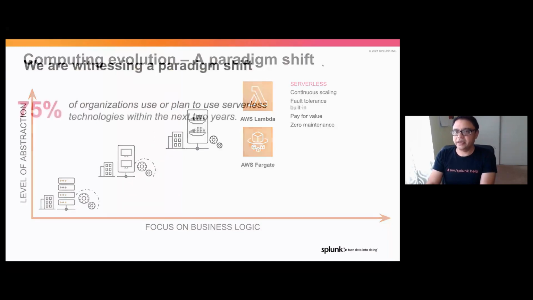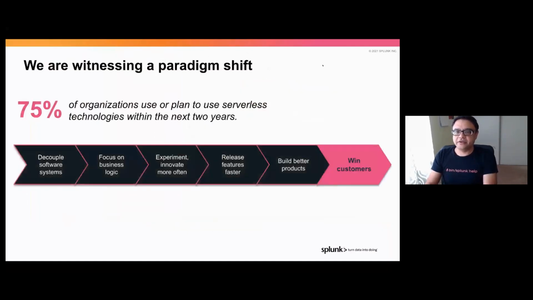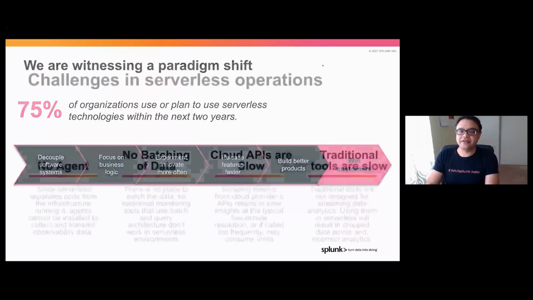And that is why Gartner estimates that 75% of organizations are using or planning to use serverless functions in the next 2 years. And these are the reasons why they are using it. Now, if serverless provides us all these benefits, then why is not every single use case, every single workload on serverless? And why is not every single organization adopting serverless?